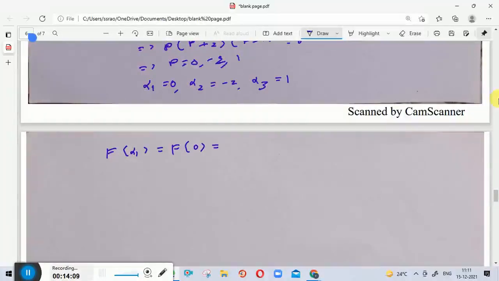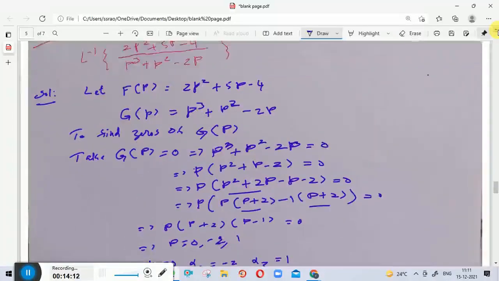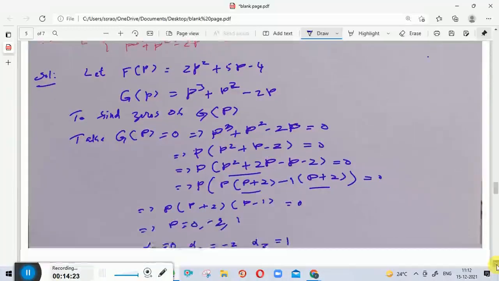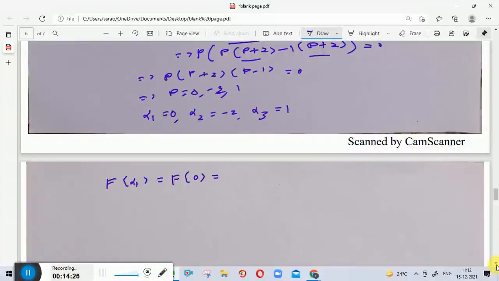Here f of p is equal to 2p square plus 5p minus 4. f of 0 means 0 plus 0 minus 4, that is 2p square plus 5p minus 4 at p is equal to 0. So f of alpha 1 is minus 4.